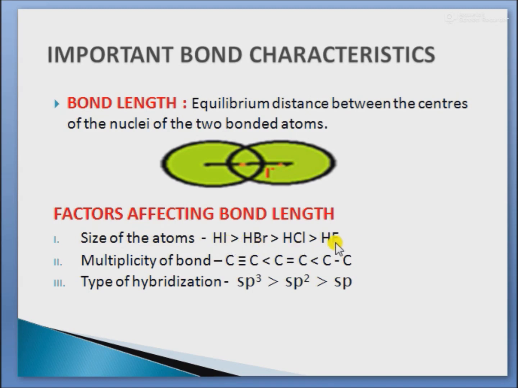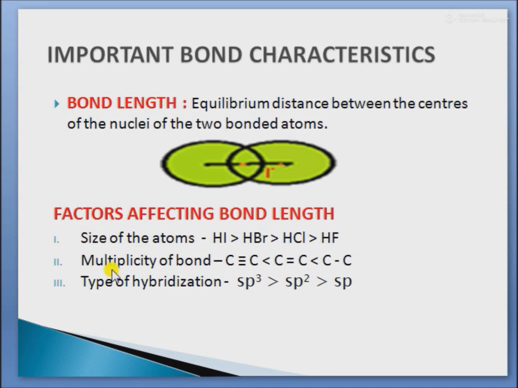is greater than HF. Here iodine is bigger in size as compared to hydrogen, and its bond length is larger than HBr, HCl and HF, because as we move from iodine to fluorine, the size of halogen atoms like iodine, Br, Cl, F decreases and the bond length decreases.